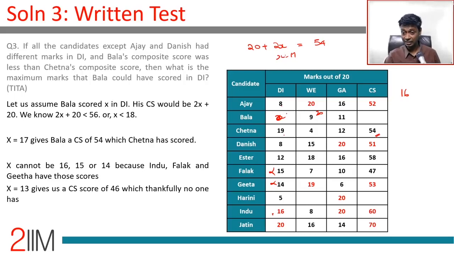Maybe we can try 13. 13 into 2 is 26. Plus 9 plus 11. 46 as an overall composite score, nobody else has 46. Harini could have something different. 13, nobody has got 13. The overall score will be less than Chetna's. So 13 is possible. 13 is our best case scenario.